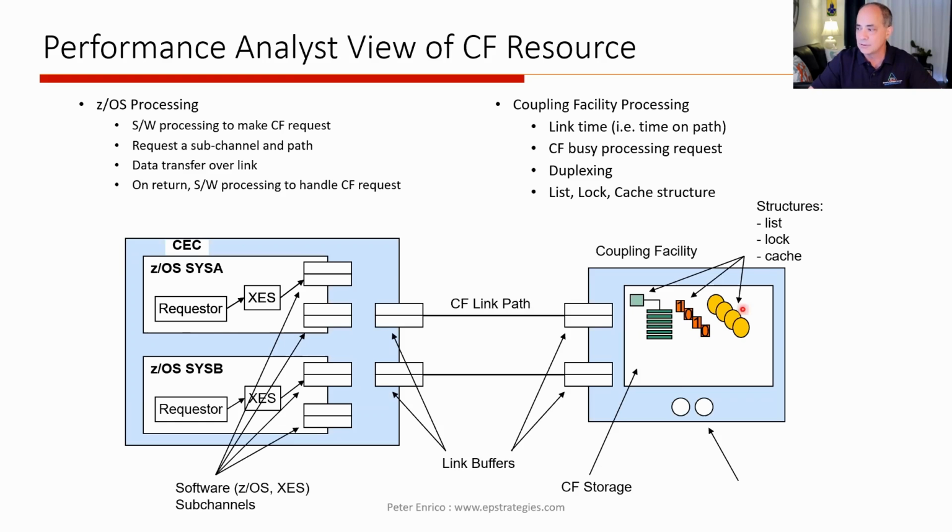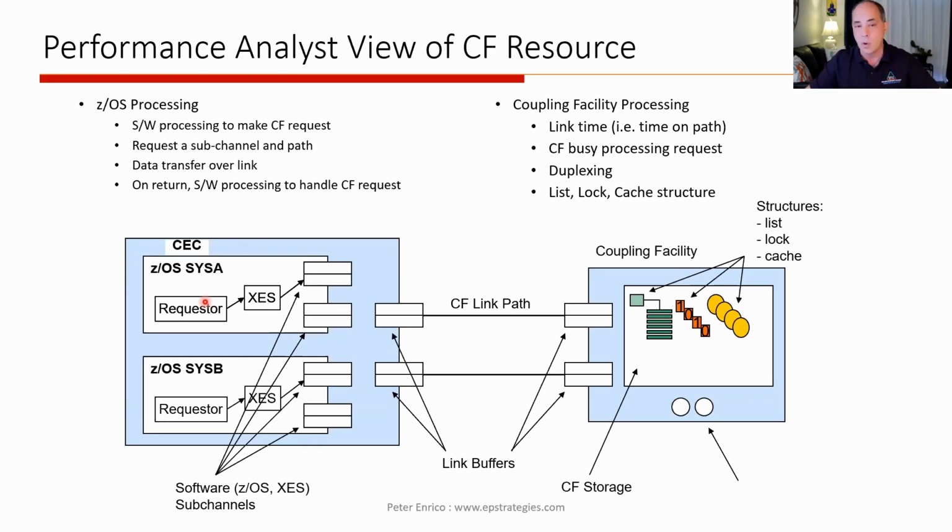And on the coupling facility, you have the structures, and they're in memory. The coupling facility itself has some number of processors, so you have the physical CPU capacity that needs to be thought about, and that's going to process the request. Once the request is processed, it's sent back over the link, then back to SES, and the requester is going to get its answer. So what I just did there was describe at a very high level what a coupling facility request does. But let's look at this from a performance point of view.